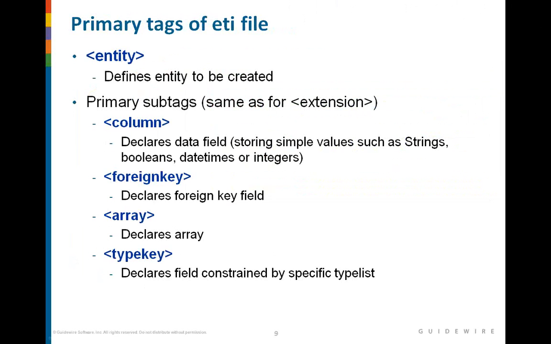In the entity definition, one is data field, foreign key, array key, and type key. A data field can be defined with the help of column. It will store simple values such as strings, booleans, datetime values, or integers. Foreign key is nothing but it declares a foreign key field. Array is a tag which will be declaring the array, whereas type key declares a field constrained by a specific type list.